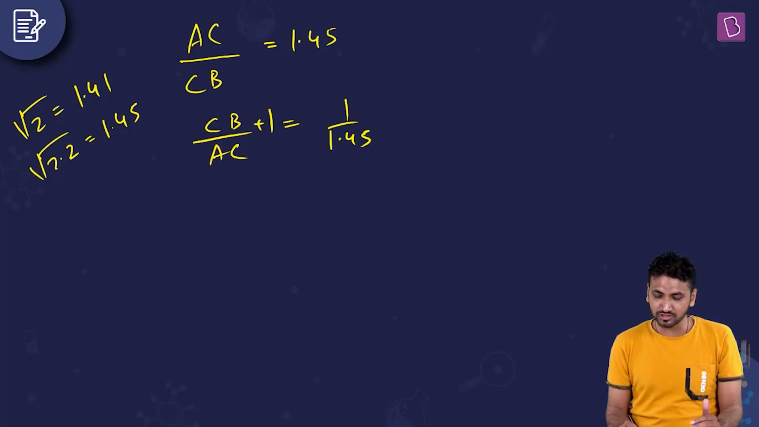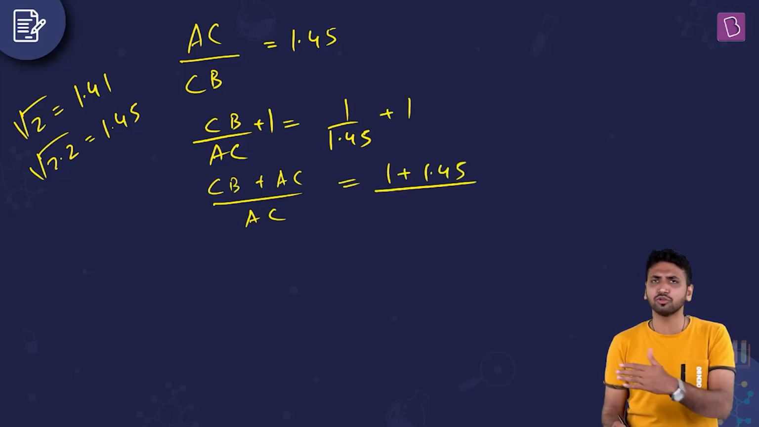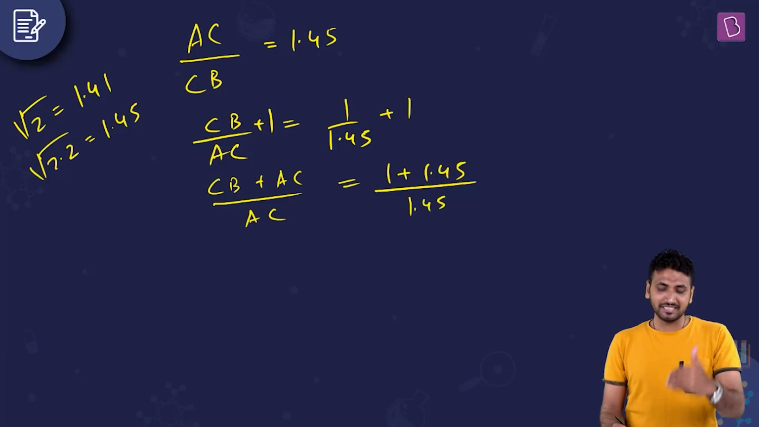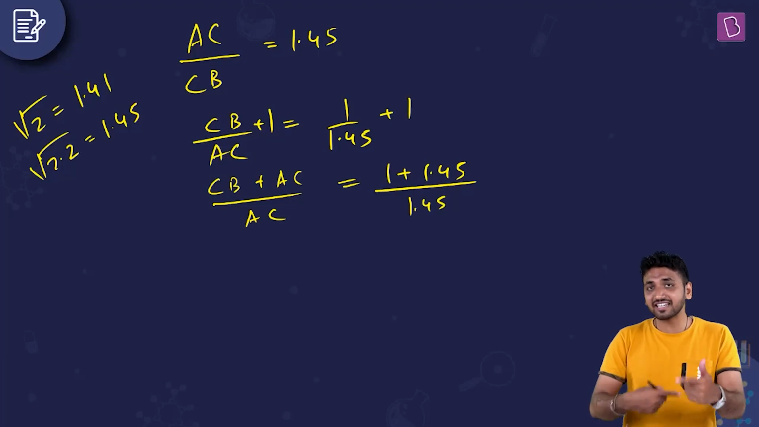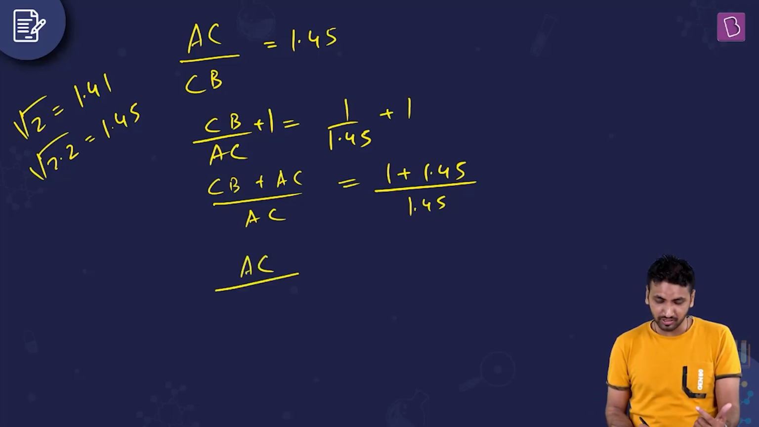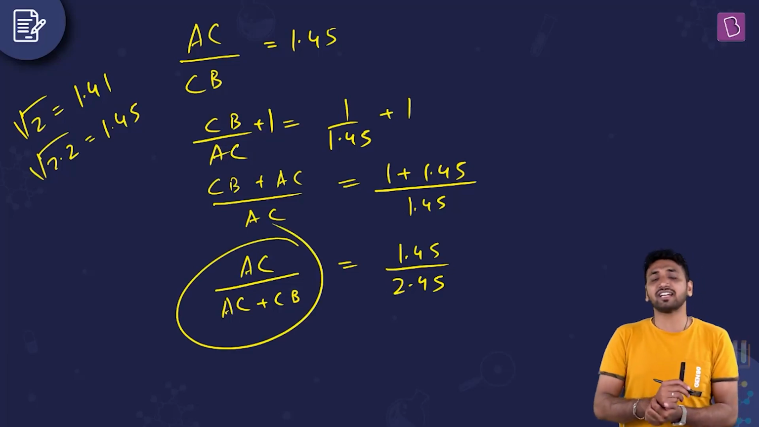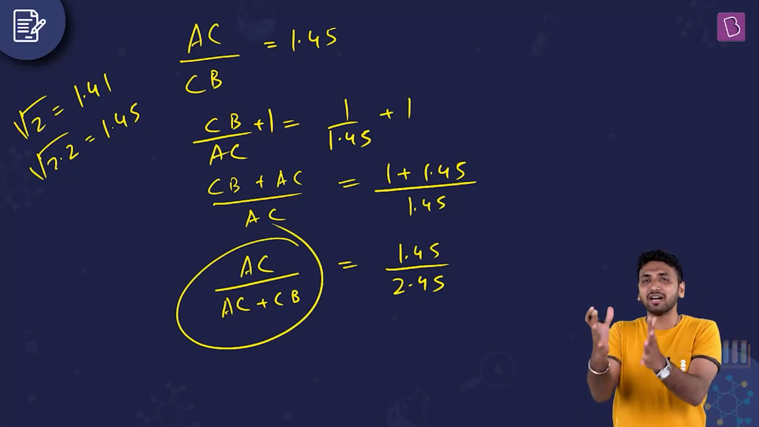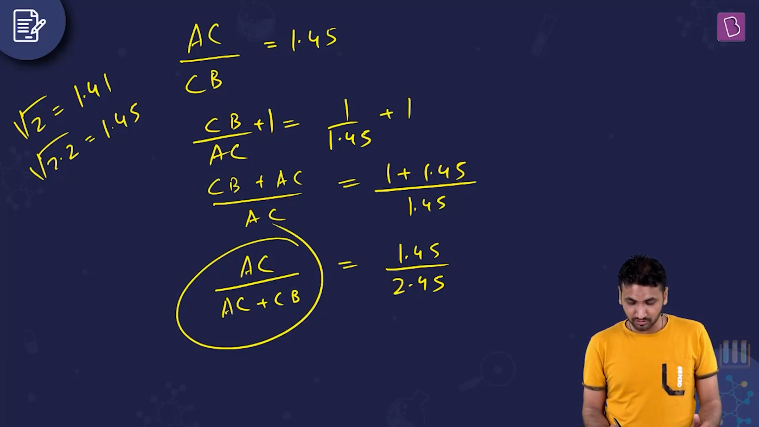If I just add 1 on both the sides, CB plus AC by AC is going to be 1 plus 1.45, taking LCM on both the sides, 1.45. CB plus AC, this is the total distance. If I again reciprocate it, this will be AC upon AC plus CB equal to 1.45 upon 2.45. Exactly, this is the fraction that I was looking for, the distance traveled by ammonia upon the total distance. This was the fraction, so I have to solve this.